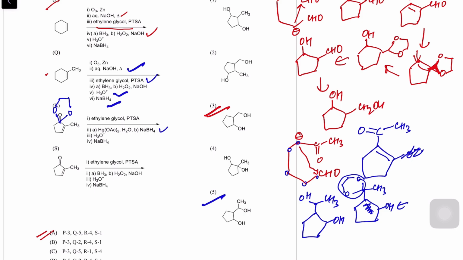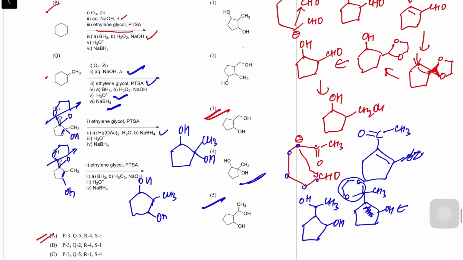oxymercuration demercuration, right? That will form a Markovnikov addition of water. So double bond will disappear. You will have OH here, and then hydrolysis. This will form again ketone and then reduction. So basically, this will be OH, and this is CH3, and this is OH. All right. So R will match with option 4. It's right here. Okay. So S has to match with option 1.